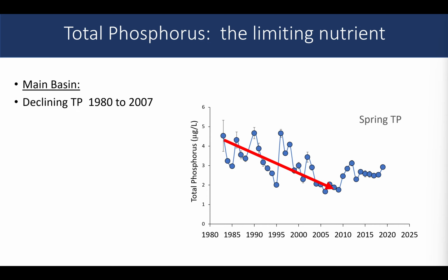So the story with TP, total phosphorus, is a limiting nutrient for phytoplankton in freshwater. And Lake Huron has been oligotrophic for a long time. In the mid 80s, it was up to 6 micrograms per liter and has steadily decreased, particularly around 2003, 2004. There has been some trace of recent increase, but this is still low concentrations of mineral phosphorus.